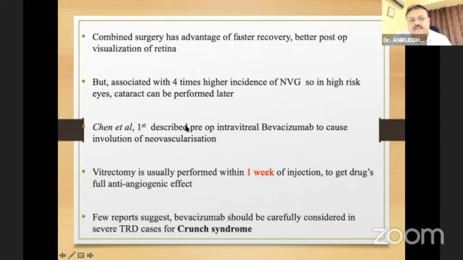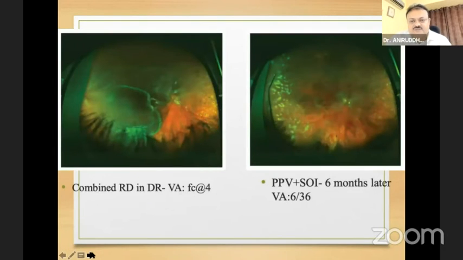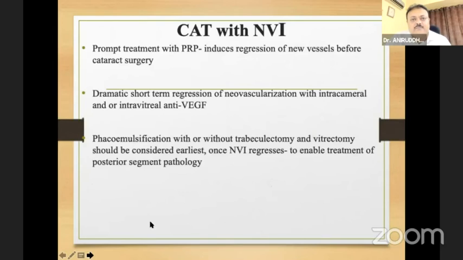Combined surgery has the advantage of faster recovery and better post-op visualization of the retina. As I already mentioned, it is associated with a 4 times higher incidence of NVG. So in high-risk eyes, cataract can be performed later if possible. We can do the TRD and later on plan the cataract. And obviously, here there is a role of pre-op intravitreal Avastin, and preferably it is given within 1 week of injection. Many prefer 3 to 4 days. And a few reports suggest that if you use anti-VEGF in severe TRD cases, it might actually result in crunch syndrome, which is the worsening of the TRD due to anti-VEGF. This is one of the cases with a favorable outcome after combined surgery.